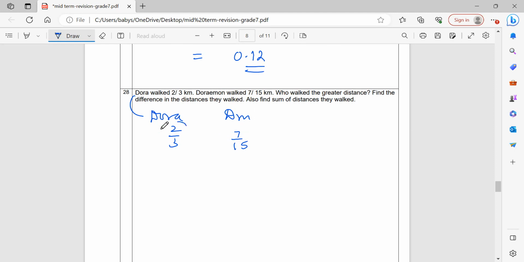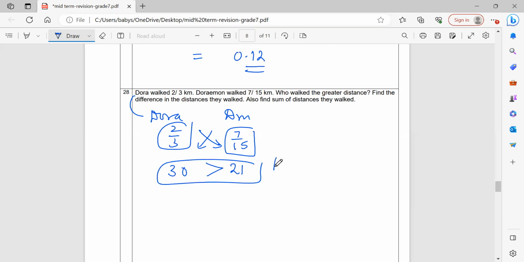So one of the things is you're comparing two fractions, right? You can cross multiply them. 15 2s are 30 and 7 3s are 21. So obviously Dora has walked a greater distance. So Dora has walked greater. Dora walked a larger distance, right? More. She has walked more.